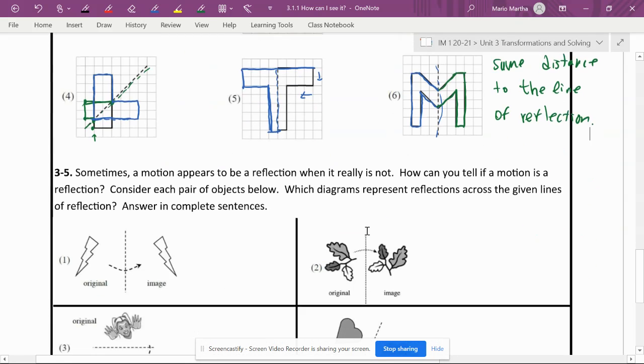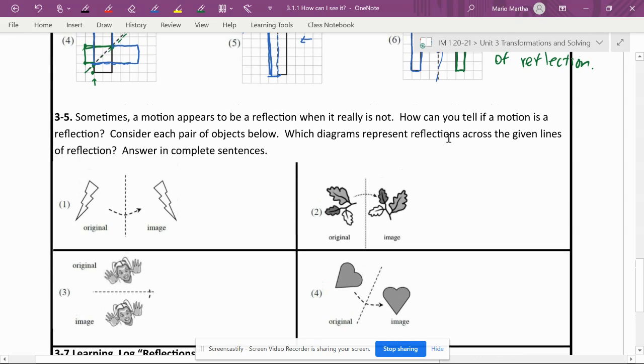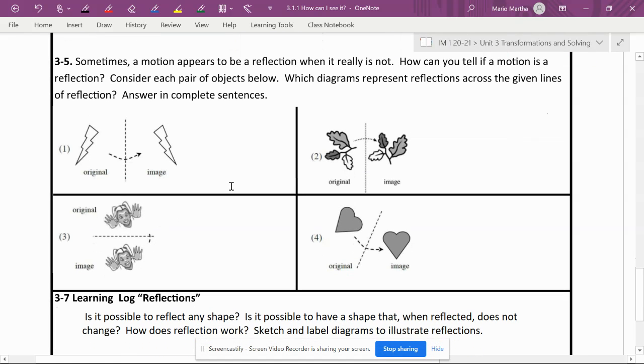Okay. And then it says question 3.5. Sometimes a motion appears to be a reflection when it's really not. So how can you tell if a motion is a reflection? Consider each pair of objects below. Which diagrams represent reflections across the given lines of reflection? And then try to answer in complete sentences, right?